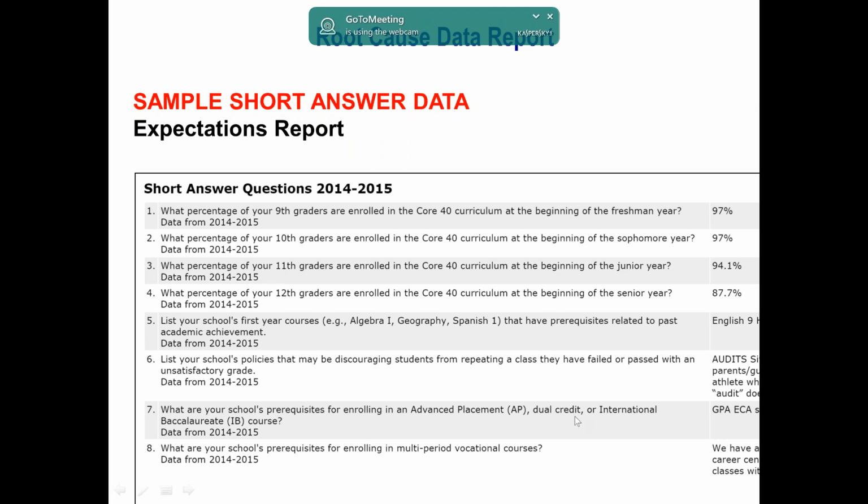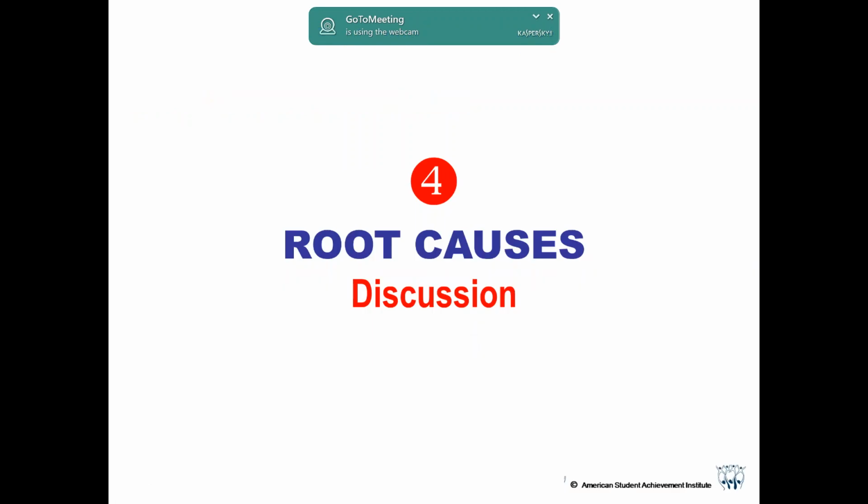Okay, so listing schools that have prerequisites. Yeah, so again, this is the kind of data that you're going to see on those reports.